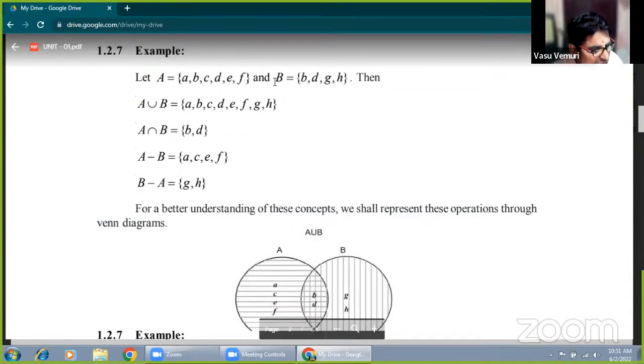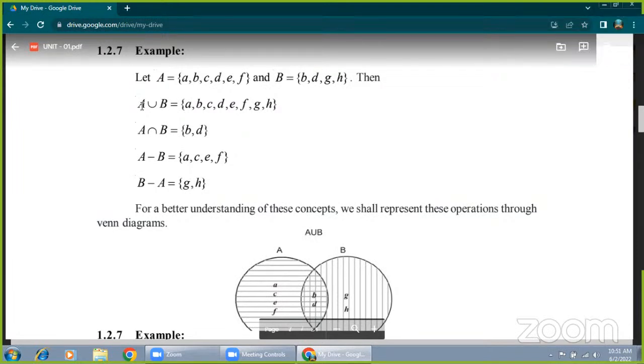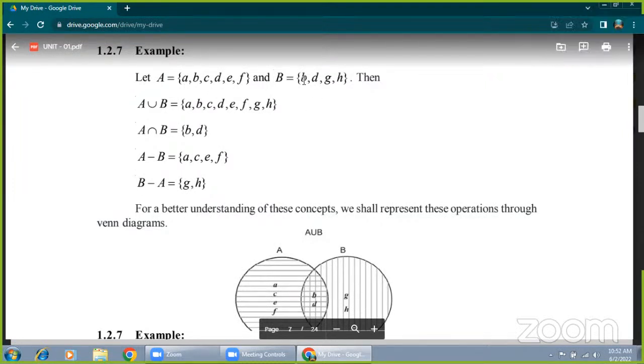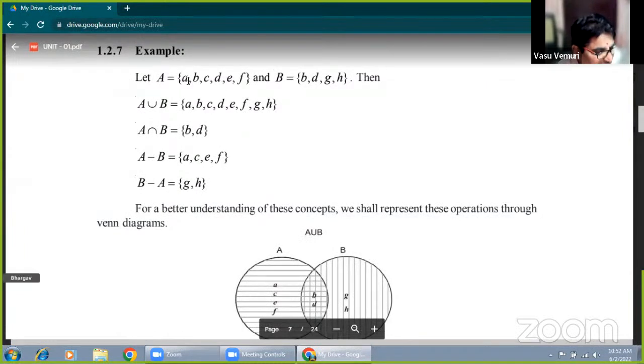Now, what is A union B? It is a, b, c, d, e, f, g, h, entering all the elements in both A and B. That is represented as A union B. And A intersection B means the common elements given in both sets. What are the common elements? b and d are the common elements. That is A intersection B. Next, in the same manner, A minus B: you have to observe here the elements of A, excluding these elements given in the set. That is A minus B.